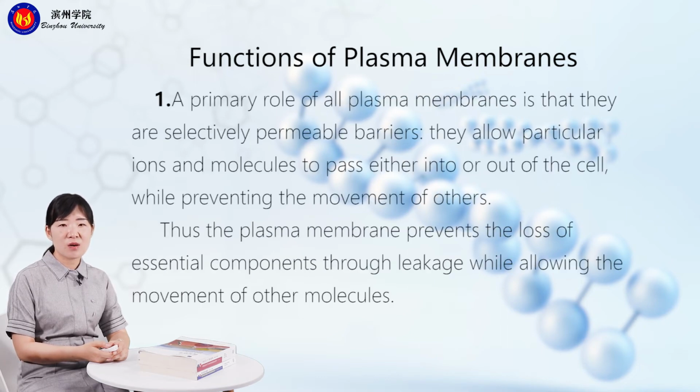First, a primary rule of all plasma membranes is that they are selectively permeable barriers. They allow particular ions and molecules to pass either into or out of the cell, while preventing the movement of others. Thus, the plasma membrane prevents the loss of essential components through leakage, while allowing the movement of other molecules.